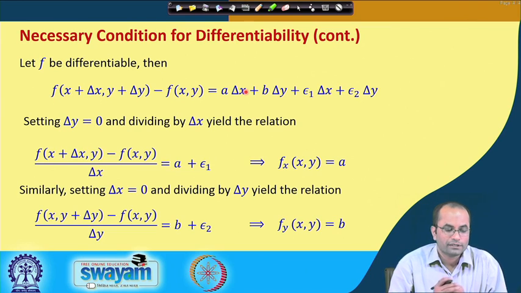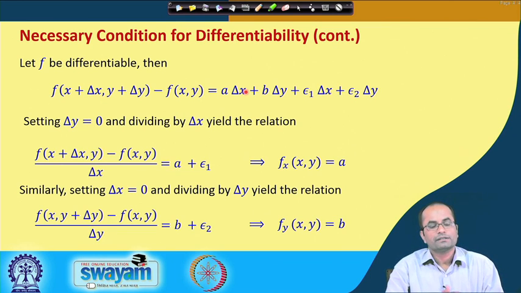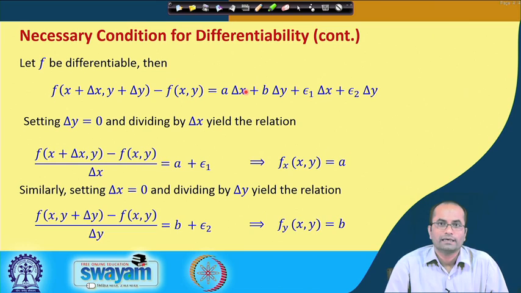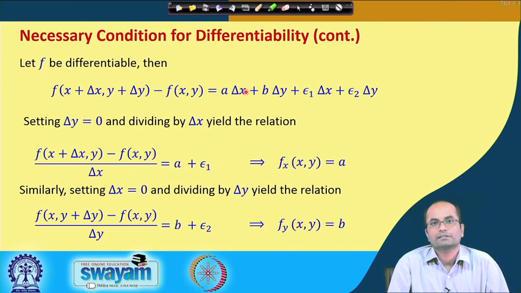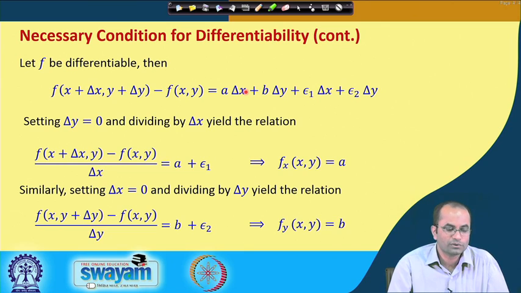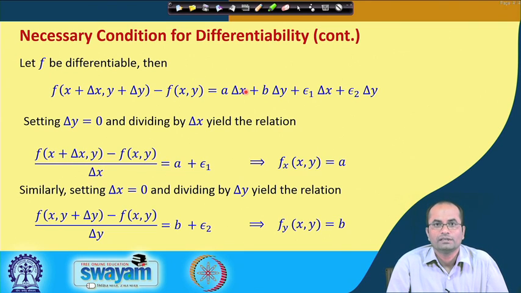So, what we have seen now is that if a function is differentiable, then it must be continuous, and not only continuous, but the partial derivatives must exist at that point where the function is differentiable. So, these are the necessary conditions for differentiability.